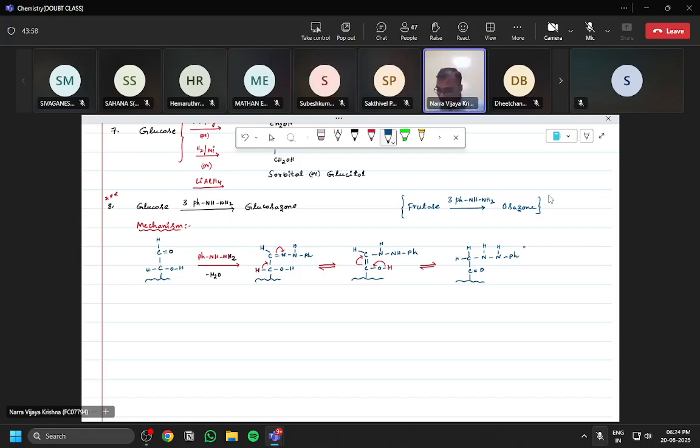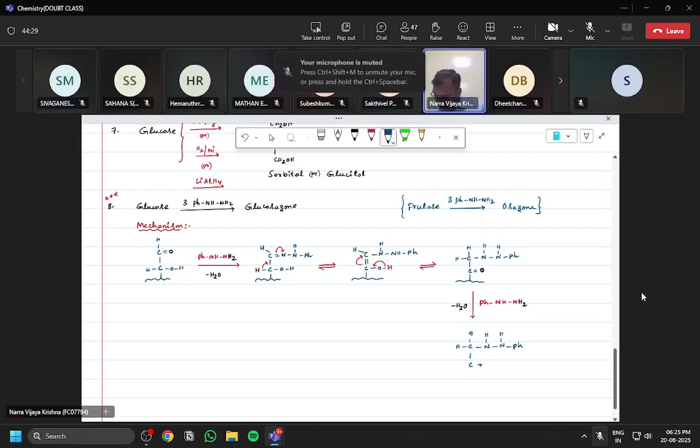Now this is allowed to react with the second mole of phenylhydrazine, Ph NH NH2. Again H2O elimination: from here hydrogen, from here oxygen, H2O is gone. So it will be CH, NH, NH phenyl, C double bond N, NH phenyl. Remaining carbon chain length as it is.